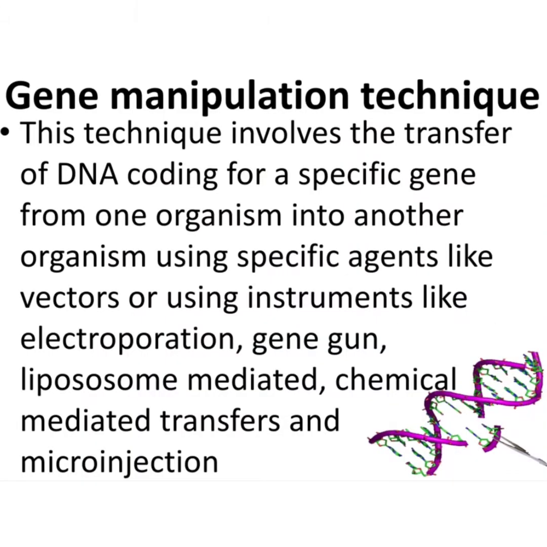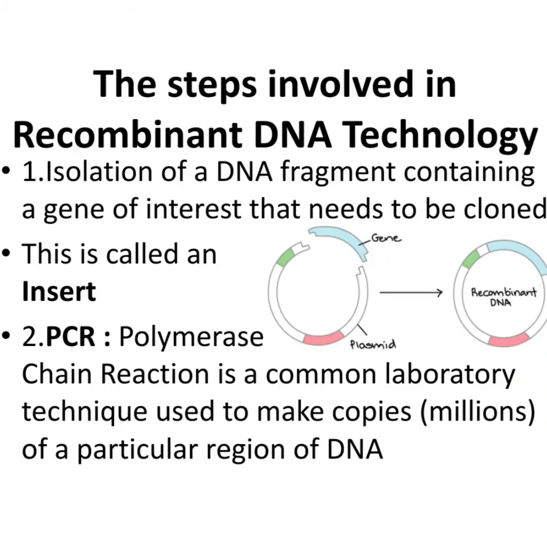This technique involves the transfer of DNA coding for a specific gene from one organism to another organism using specific agents like vectors or using instruments like electroporation, gene gun, liposome mediated, chemical mediated transfers and microinjection. Now, what are the steps involved in recombinant DNA technology? First is isolation of the DNA fragment containing a gene of interest that needs to be cloned. This piece of DNA is called the insert.